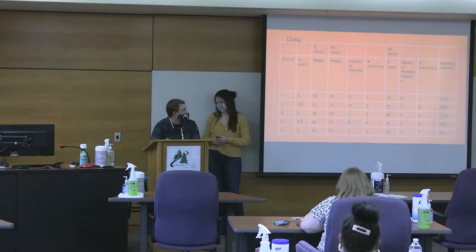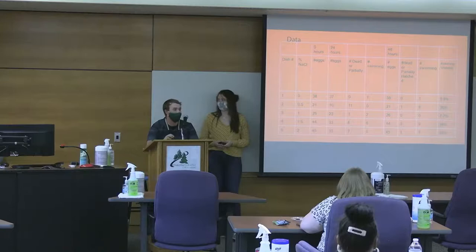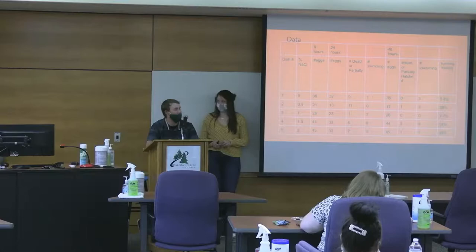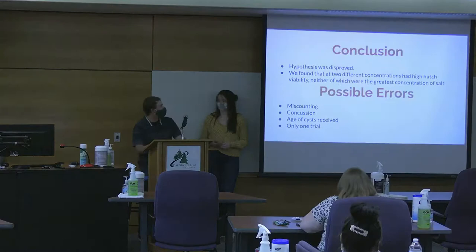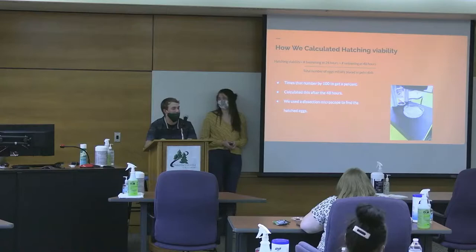So looking at our data table, it doesn't go with what we were supposed to see. For the first dish and the third dish, there was a very low hatching viability. And then for two, four and five, they were a little higher, with two and four being the highest ones. And then how we calculated the hatchings: we took the amount of swimmers from 24 hours and added them with the 48 hours. And then we divided that by the initial eggs that we had, which were a lot.